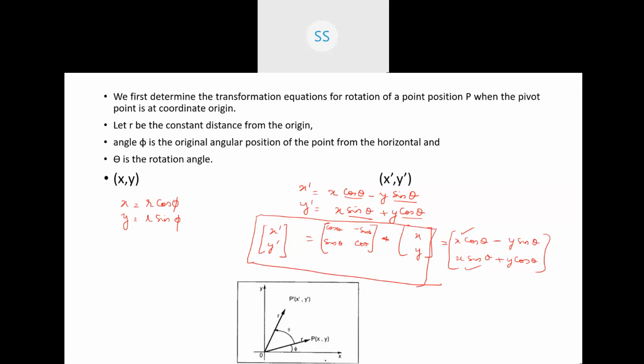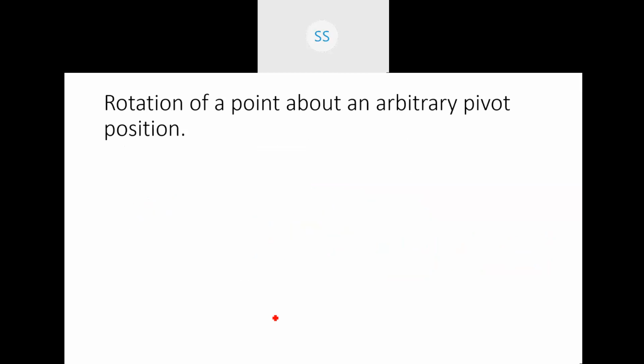Now once you have understood this, in this case, where is the pivot point? The pivot point is at the origin. Now imagine the pivot point is not at the origin. How do we go about it? How are we going to look at it? It is at some arbitrary point.